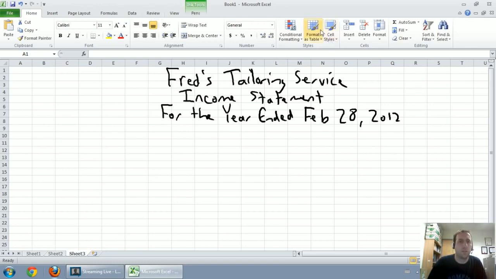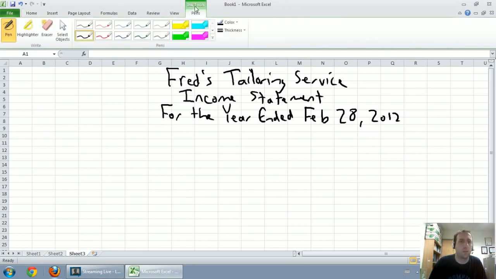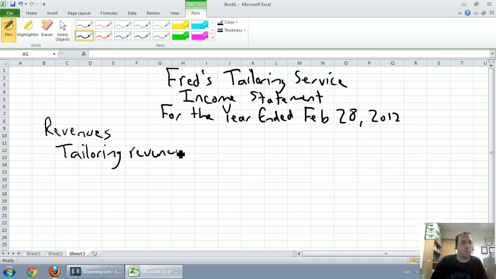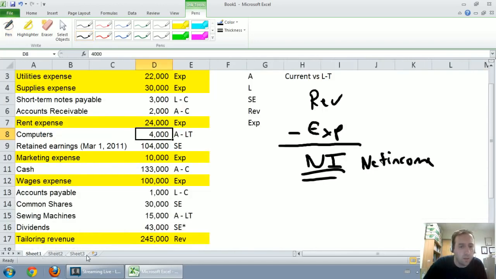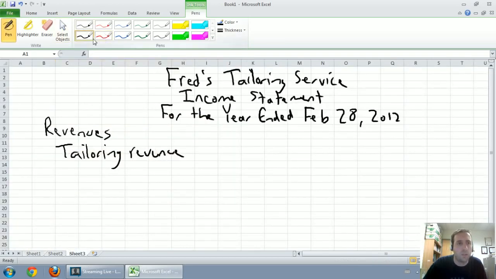So again, let me get my pen tool out here, and I'm going to give a heading here, revenues, and under that heading I'm going to write tailoring revenue. And I forgot the number now. Our tailoring revenue was $245,000, just there at the bottom. Okay, so our tailoring revenue was $245,000. Great. Now it's time to list our expenses.